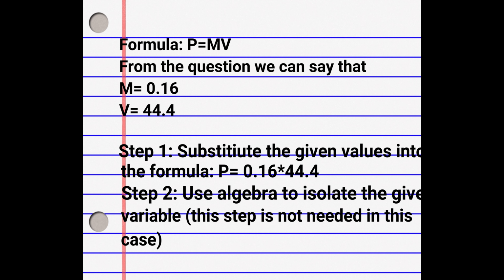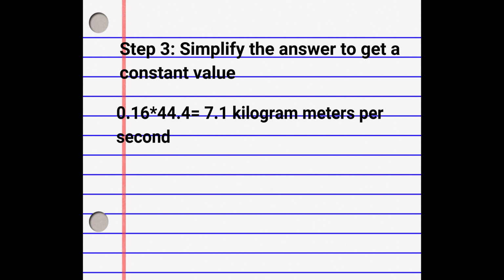Step 2. Isolate the variable the question asks us to find. In this case, this step is not necessary because the variable is already isolated. Step 3 is to simplify your answer to get a constant value. In this case, we just have to multiply 44.4 and 0.16 to get our momentum. Our final answer is roughly 7.1 kilogram meters per second.